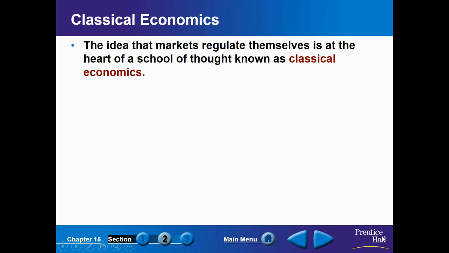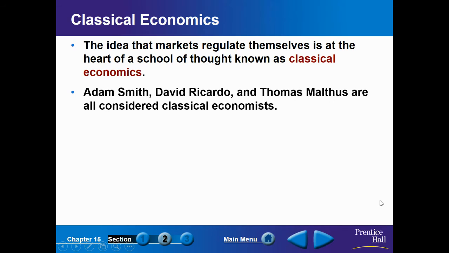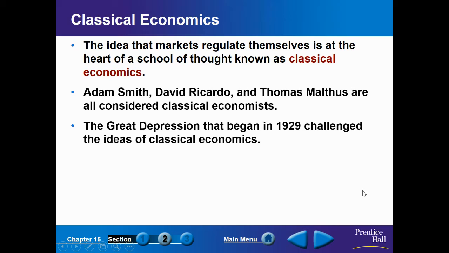Classical economics is the idea that markets regulate themselves. So that basically is the form of what it is. Adam Smith, David Ricardo, and Thomas Malthus are the ones that were mentioned in that video that I shared with you, and they may show up on your test as classical economists. The Great Depression is essentially what ended that kind of thinking.